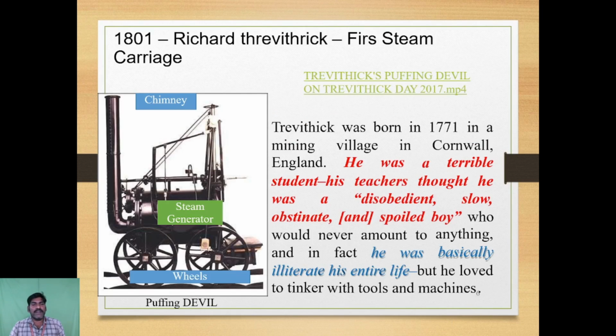In 1801, Richard Trevithick built a steam carriage. Trevithick was born in 1771 in a mining village in Cornwall, England. He was a terrible student. His teachers thought he was undisciplined, slow, obstinate, and spoiled, someone who would never amount to anything, and in fact he was basically illiterate his entire life. But he loved to tinker with tools and machines.